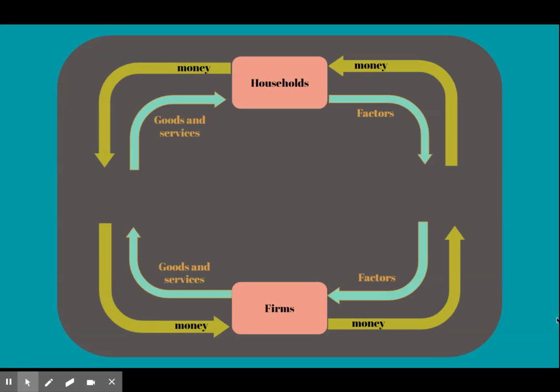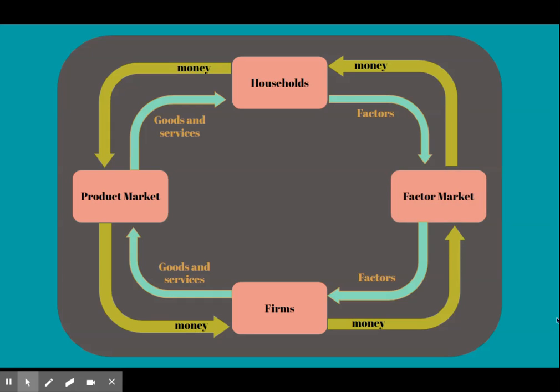These exchanges of money for resources and products take place in two markets: the product market, in which households buy goods and services from firms, and the factor market, where firms buy the resources that they need to produce those goods and services. The most common resource purchased is labor, and the wages households earn for their labor are the largest source of income for households.